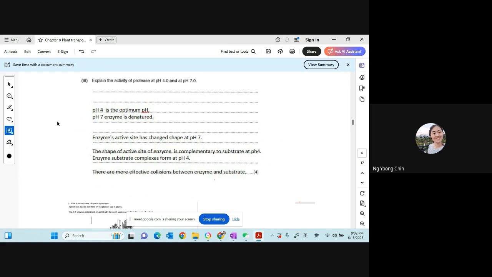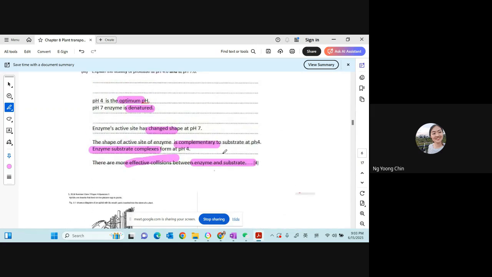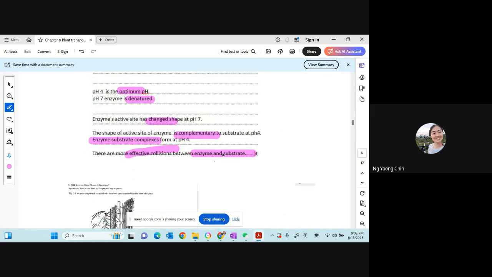This is the way that you should write. You may notice the keywords that I wrote: optimum, denature, enzyme changes its shape or structure, complementary, more enzyme substrate complexes formed at the optimum pH, and more collisions between enzyme and substrate. These are the keywords I check, and the marks will be given if you write them, because the keywords are included in the marking scheme of IGCSE biology.